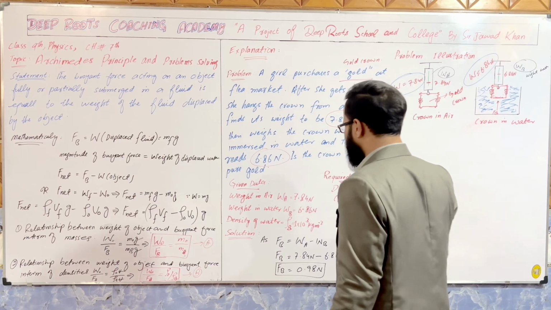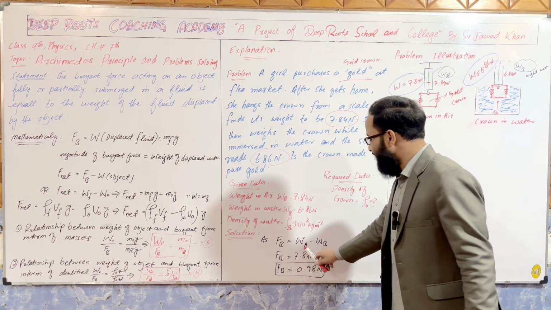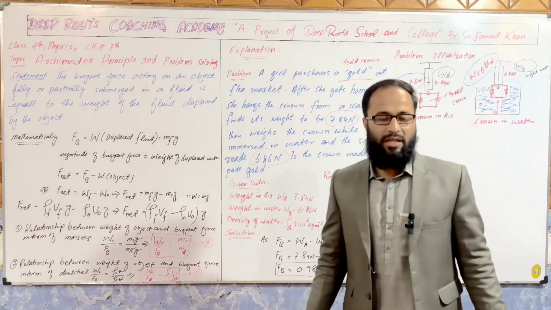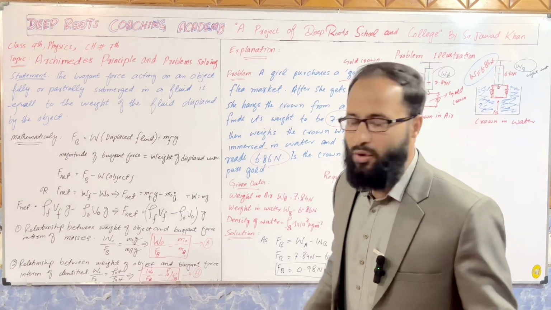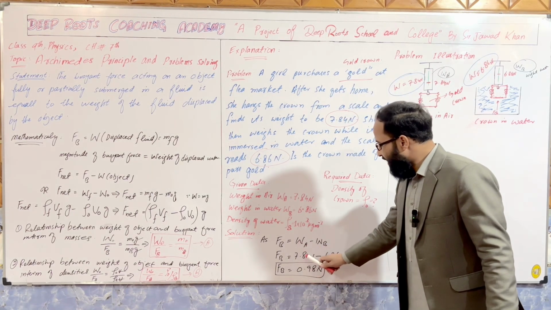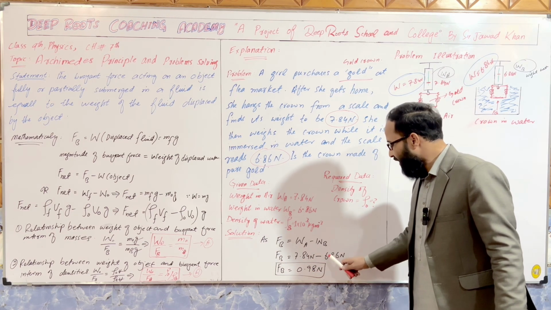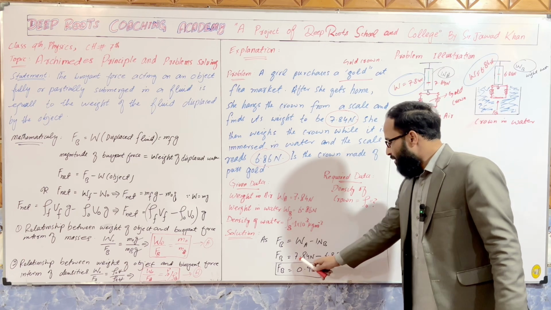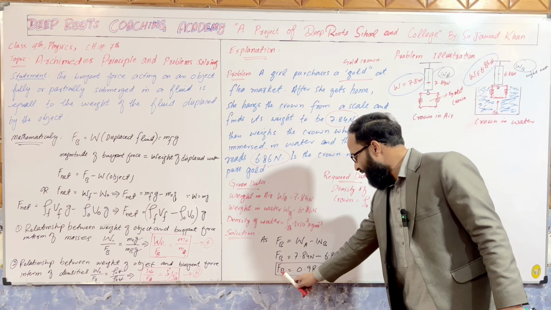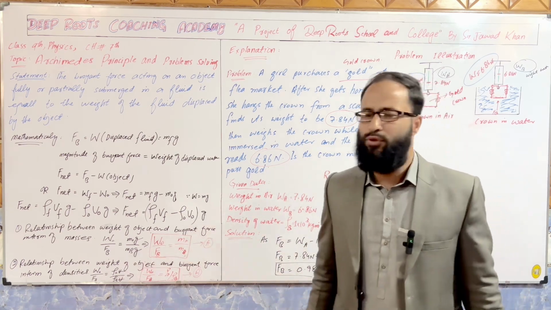So, solution. As we know, the buoyant force is equal to the weight in the air minus the weight in the liquid, or in the fluid, or in the water. So put the values here. Weight in the air is 7.84 Newton. Weight in the water is 6.86 Newton. By subtracting, we find that the buoyant force is 0.98 Newton.